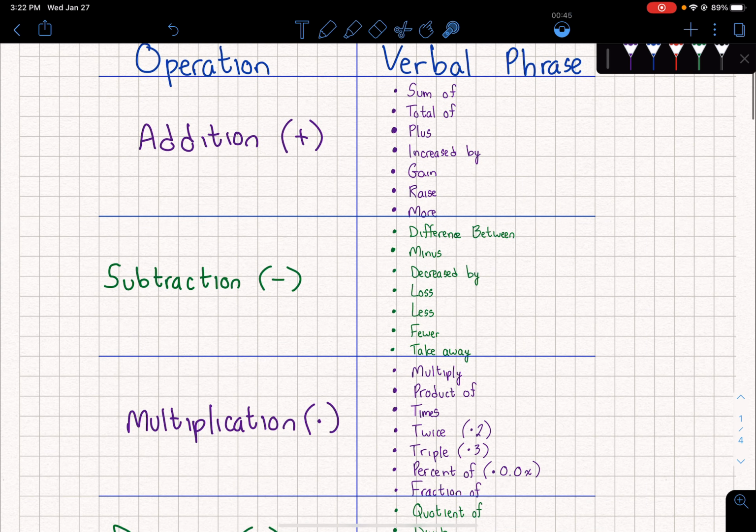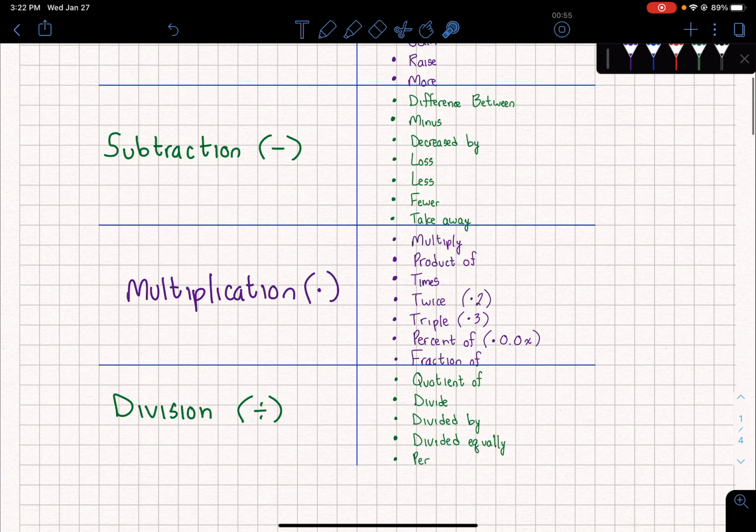Difference between, minus, decreased by, loss, less, fewer, take away. These are all words that translate to subtraction. Multiply, product of, times, twice, times 2, triple, times 3, percent of, or fraction. This translates to multiplication. And then quotient of, divide, divided by, divided equally, or per. This translates to division.